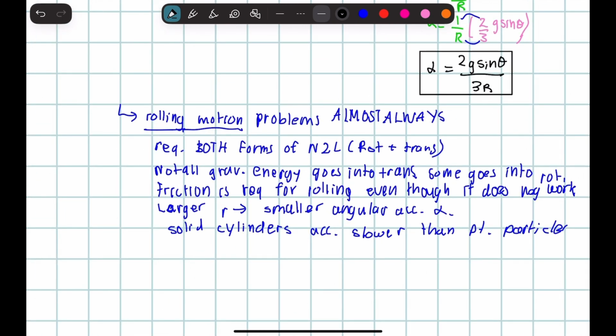So think about a larger radius of a circle, and you're pushing it. It's going to have a smaller angular acceleration compared to something tiny that's spinning. Think of the Earth versus a tiny little ball rotating. The little ball is going to be moving faster than the entire Earth, because it's traveling linearly. It's traveling more, and the Earth is traveling a lot slower relative to its total circumference. And also, solid cylinders accelerate slower than point particles.